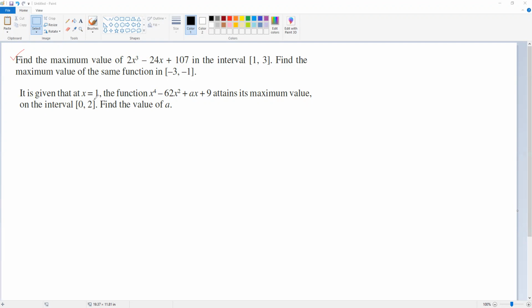And now one more question of this type. It is given that at x is equal to 1, the function attains a maximum value in the interval 0 to 1. Find the value of a.